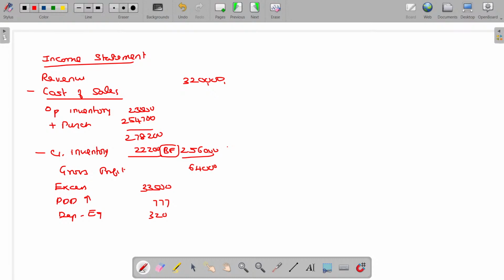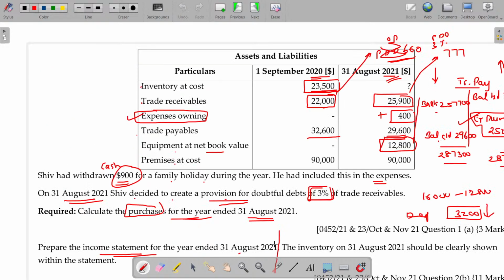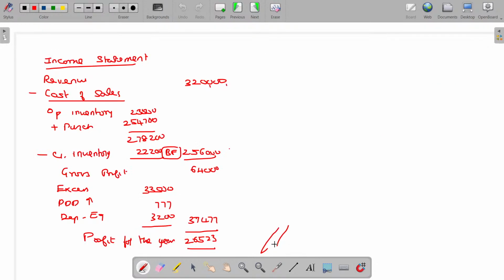No other expenses we have, so you add the three expenses, 37,477. If you subtract this from 64,000, 26,523 will be the profit for the year. Profit for the year. Okay. Clear? Hope you'll be now able to understand this. That's all, not more than that.